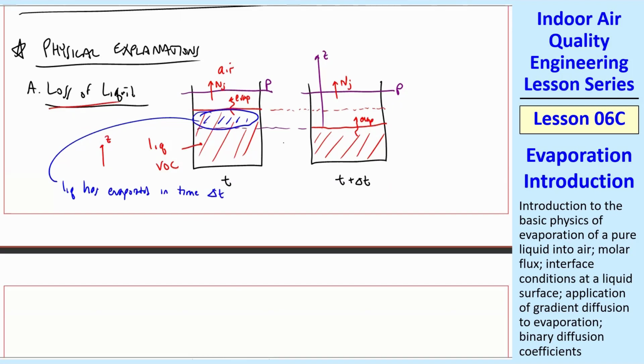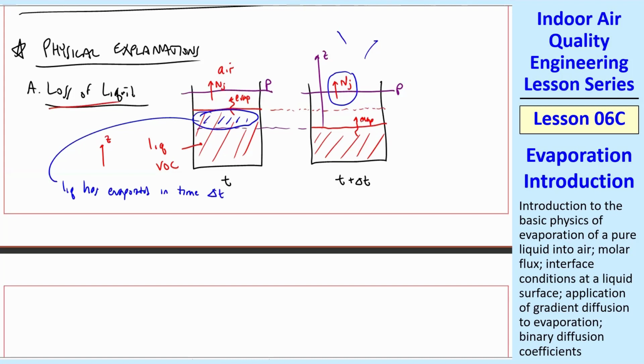So what happened to it? Well, that's why we have a molar flux. We have moles of the VOC coming across this plane and going into the room. And that's because we've lost liquid. It had to go somewhere, and that liquid turns into vapor, which is a lot less dense, and it just goes out into the air.